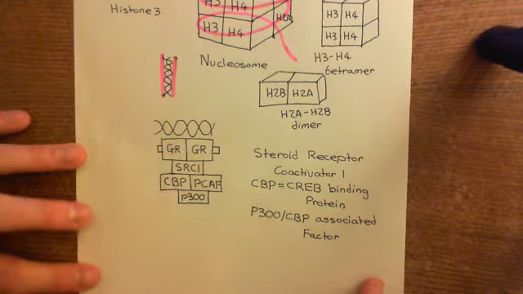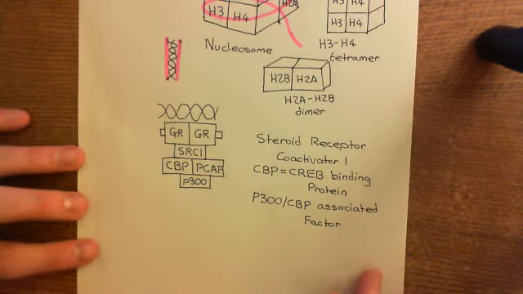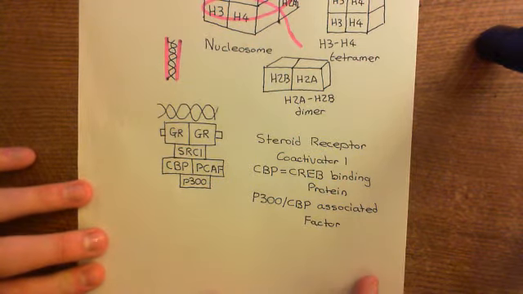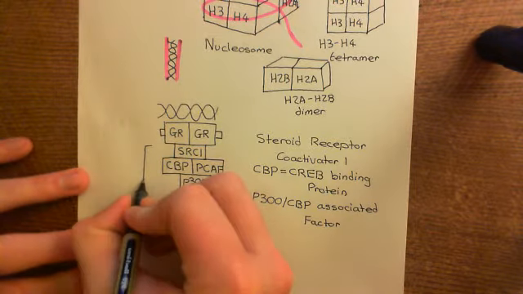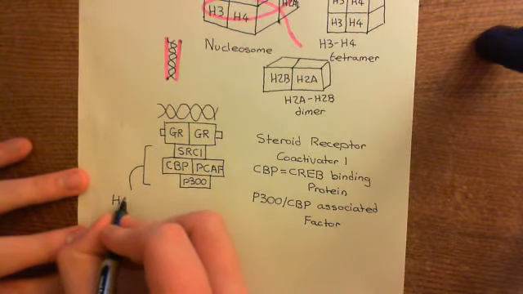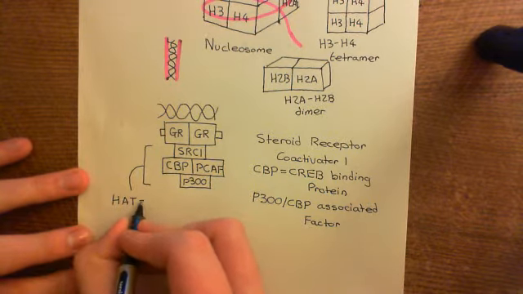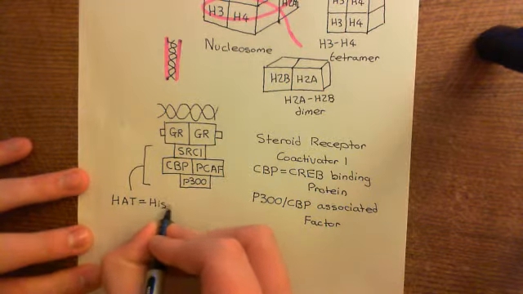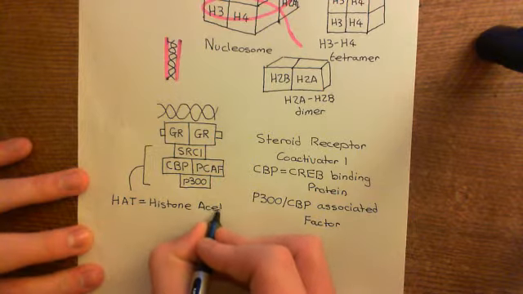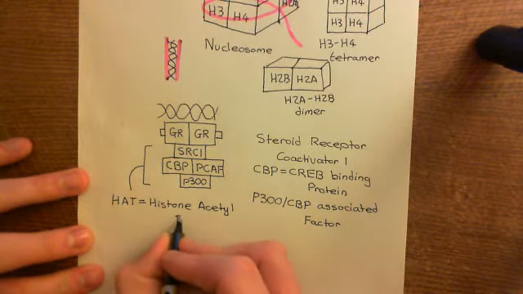Okay, so these four proteins, steroid receptor coactivator 1, CREB binding protein, and P300/CREB binding protein associated factor, and then finally P300, all bind on top of the glucocorticoid receptor dimer. And this complex functions as what is known as a HAT, which stands for histone acetyltransferase. So it's histone, that's the H, acetyl, that's the A, and then the T is for transferase.